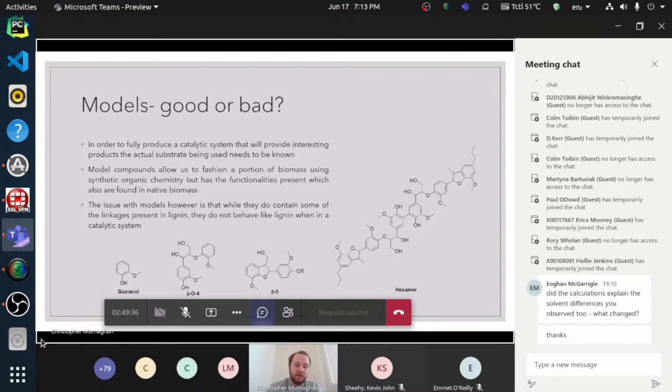Guaiacol on the left-hand side here, just straight out of a bottle, has the simplest functionalities found in lignin. It's aromatic, it has a free phenol, and has a methoxy group. So on a basic level, it can be described as a subunit of lignin. You increase complexity, you move here to the beta-O4 model dimer. Along this skeleton here, that's the beta-O4 frame. That is the most common linkage found within lignin.